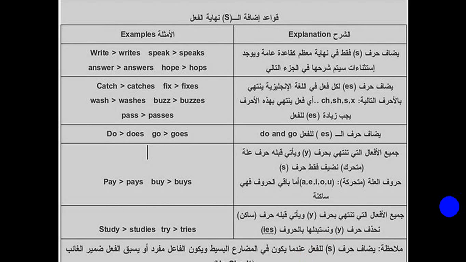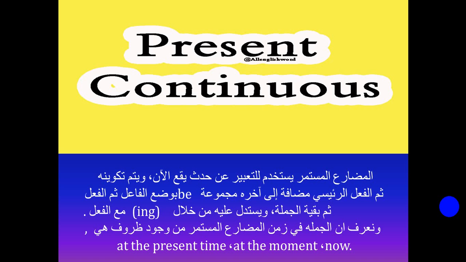كان هذا كل ما مطلوب تعرفوه عن زمن المضارع البسيط أحبائي الطلبة. الآن نبدي بزمن المضارع المستمر اللي هو الشق الثاني من درسنا لهذا اليوم، the present continuous. المضارع المستمر يستخدم للتعبير عن حدث يقع الآن ويتم تكوينه من الفعل الرئيسي ونضيف له verb to be، يعني نستخدم verb to be وياها الفعل الرئيسي، نخلي الفاعل بعدين verb to be وبعدين بقية الجملة، ونستدل عليها من خلال وجود ing في الفعل. وأيضا نعرف الجملة في زمن المضارع المستمر من وجود الظروف اللي هي at the present time, at the moment and now.